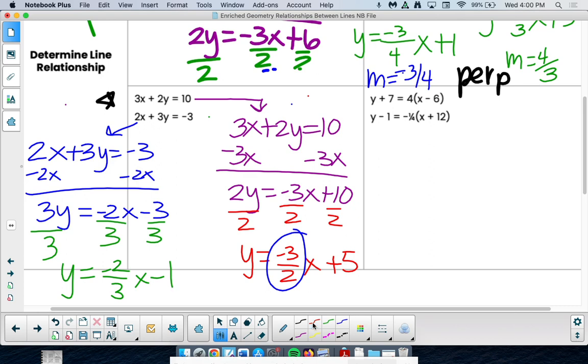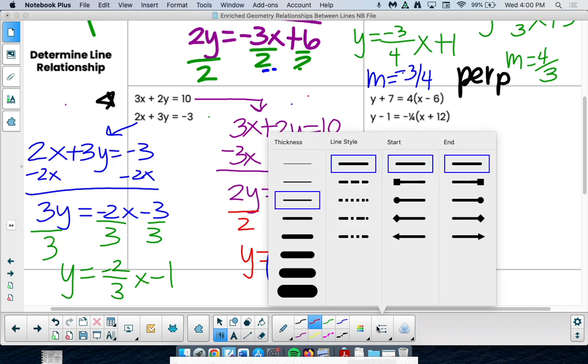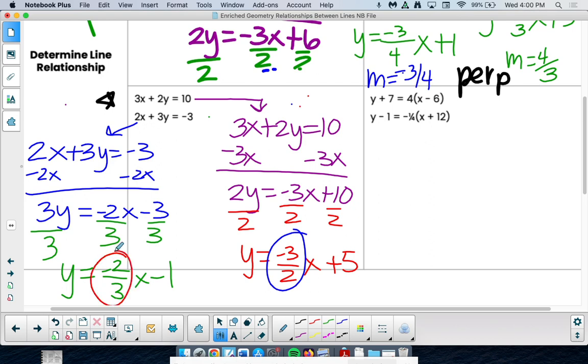So if we look here, folks, at our slopes, our first equation over here has a slope of negative 2 over 3. Our equation in the red here has a slope of negative 3 over 2. They are close to what we want. However, they're both negative, so this would be a neither situation. It's neither.